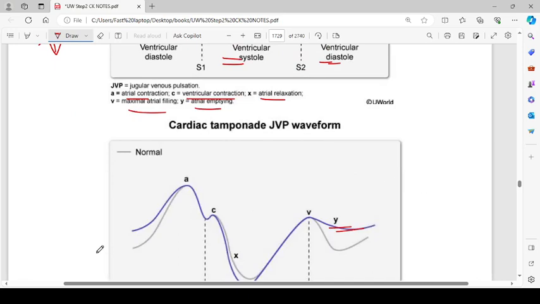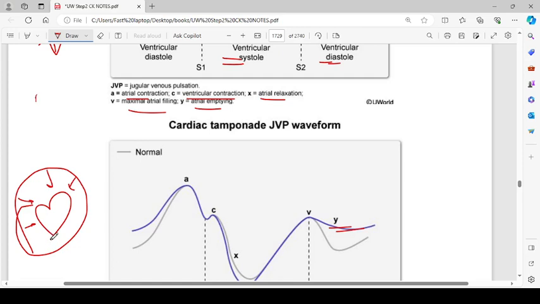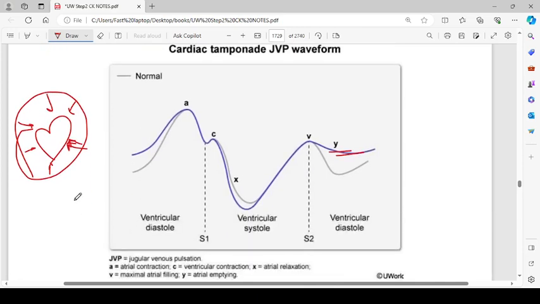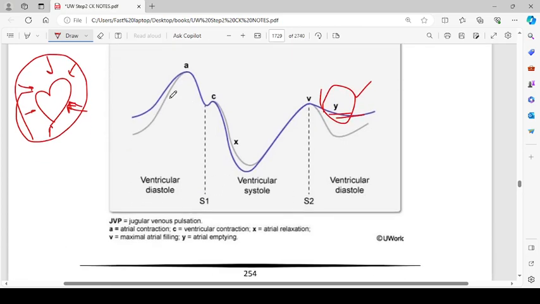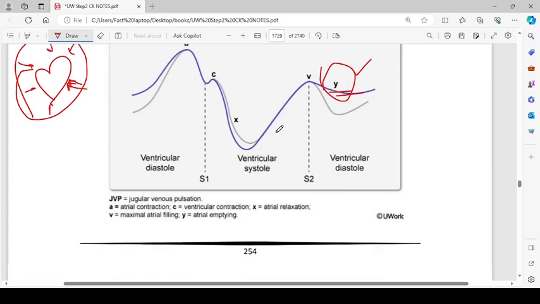But in cardiac tamponade, suppose this is the heart and this is the pericardial space that is filled with fluid, so it is exerting pressure on the heart from all sides, especially on the right heart and the right atrium. In cardiac tamponade we have a concept of pressure equalization. So the pressure in the right atrium does not change even when it is emptying. So the Y descent is gone. That is a very characteristic finding in cardiac tamponade. Again, the rest of the wave looks pretty much similar.